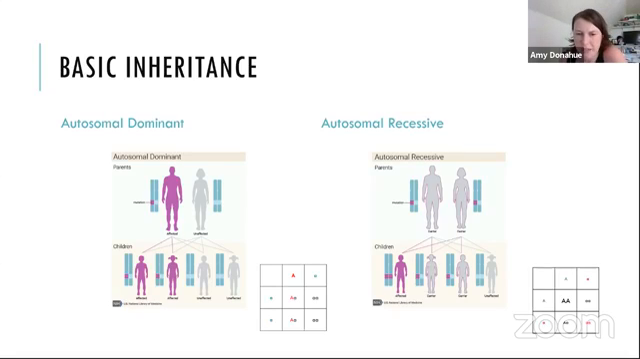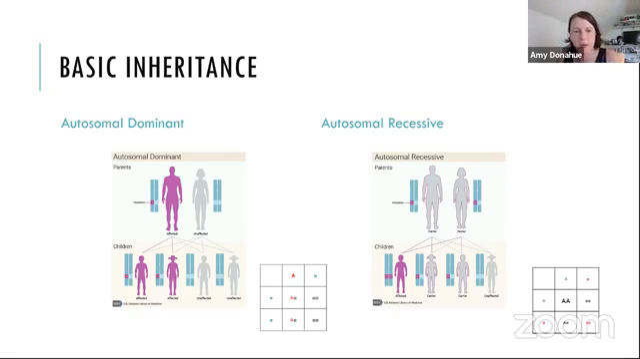And then on the recessive side, neither parent has the trait. This is like the attached earlobes, but they are both carriers for it. So you see that the purple box is colored in, but one is not enough to actually have the trait. You have to have two purple boxes in order to have attached earlobes. So there's only one combination that would result in that.